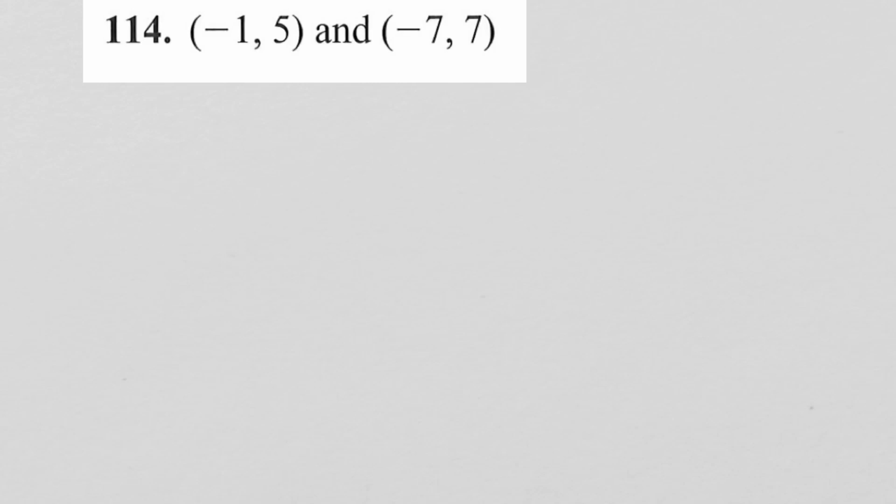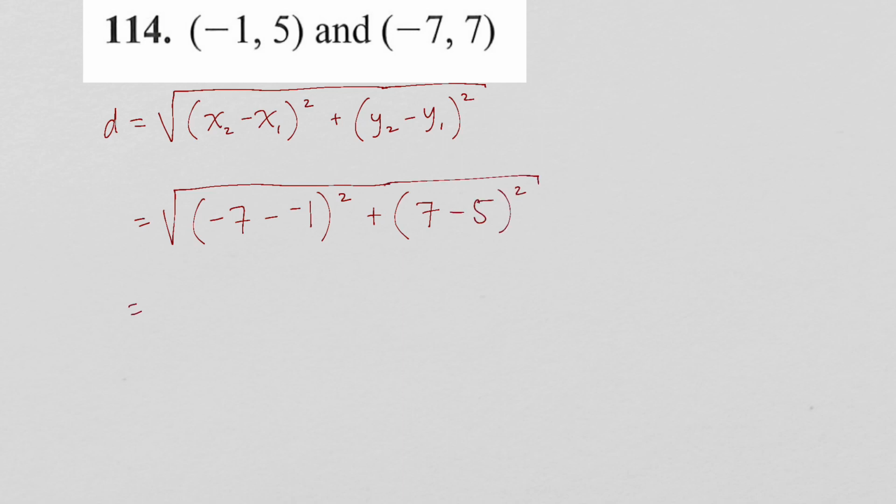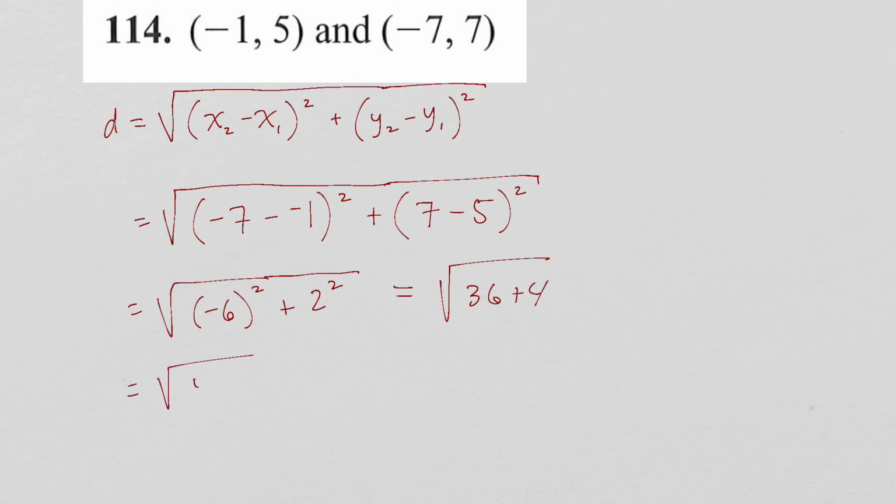Okay, number 114, we're going to use the distance formula, which is there. So this is going to be equal to the square root of x2, which is negative 7, minus x1, which is a negative 1, squared, plus y2, which is a positive 7, minus y1, which is 5. So this is going to be equal to negative 7 plus 1, which is negative 6. 7 minus 5 is 2. So this is the square root of 36 plus 4, or the square root of 40.